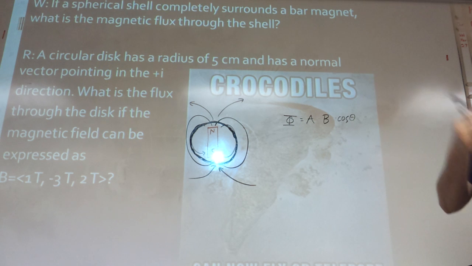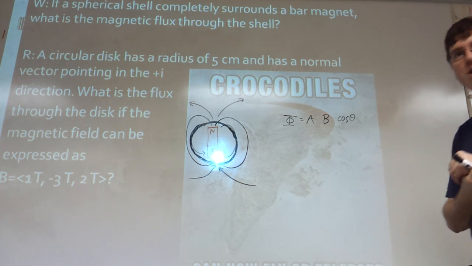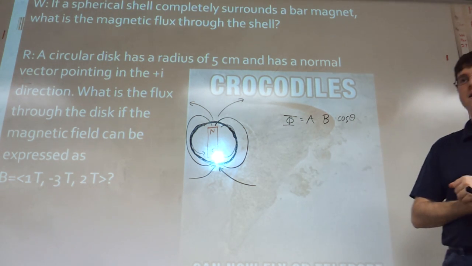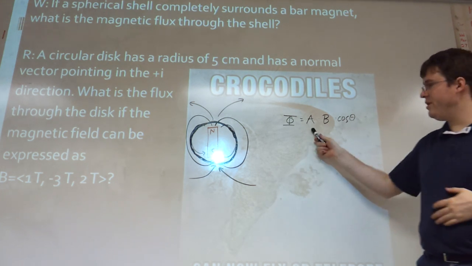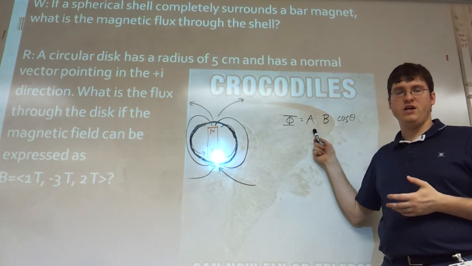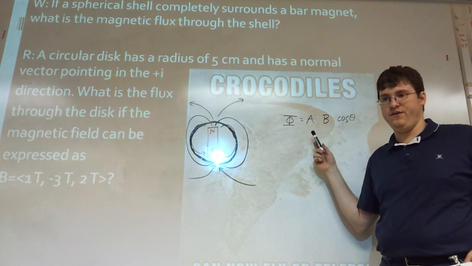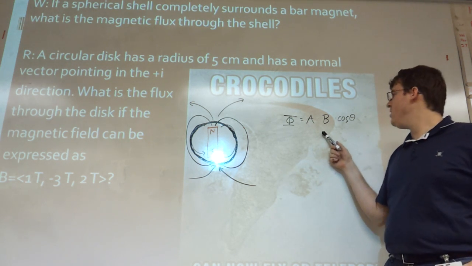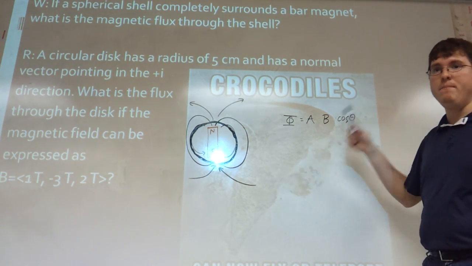Zero. Boom. Zero. Why is it zero? Because there's no A in E. Well, no, there is an A. The surface area of a sphere is 4 pi r squared. There is a B as well, but watch this.